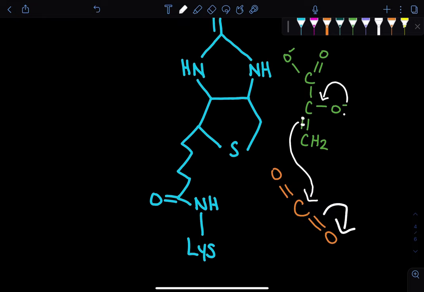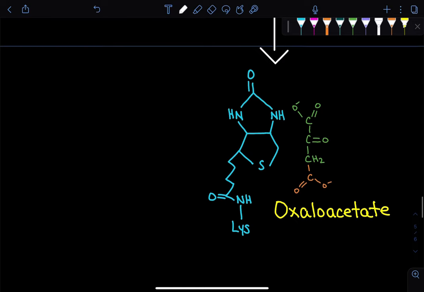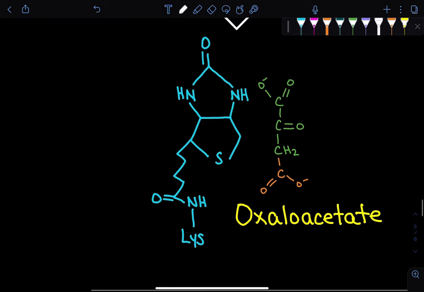Now, let me just get rid of this. Now we're going to take a look at our final product. And our final product is going to be oxaloacetate. So remember, oxaloacetate, that's where we were trying to get to. We were trying to go from pyruvate to oxaloacetate. Now here we can actually count our carbons. So we have 1, 2, 3, 4 carbons. And oxaloacetate is a 4-carbon molecule. So the whole purpose of this mechanism was going from pyruvate to oxaloacetate.